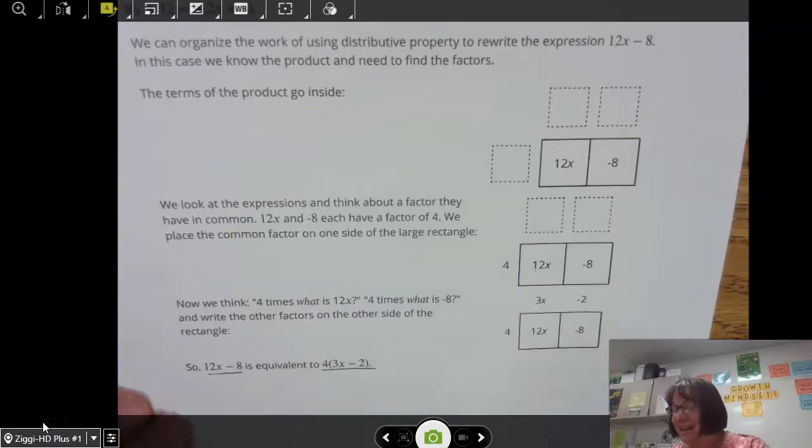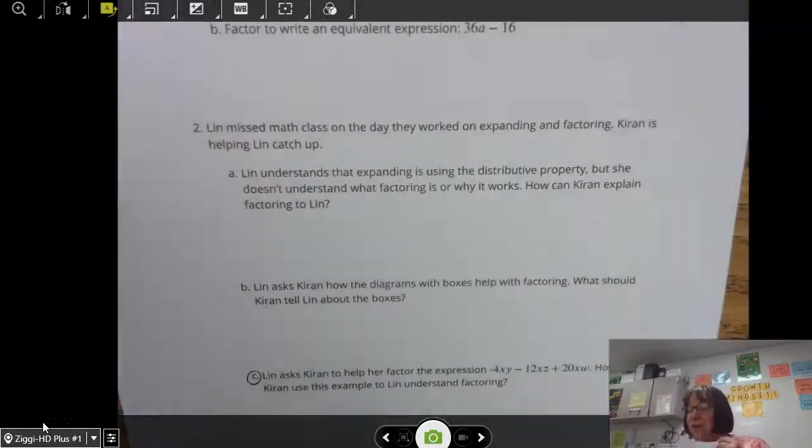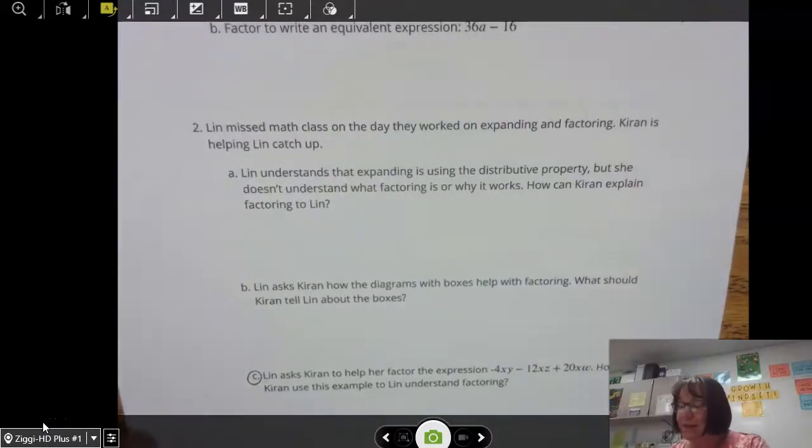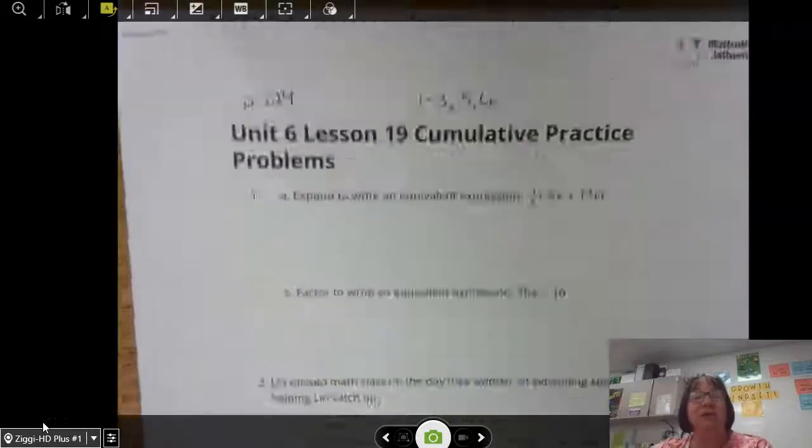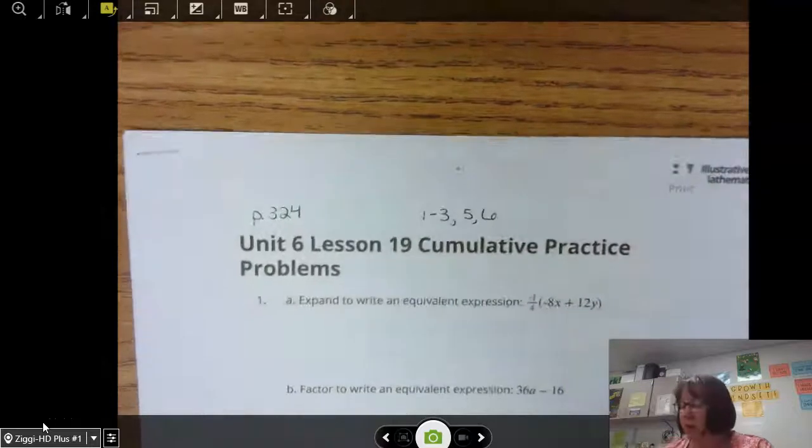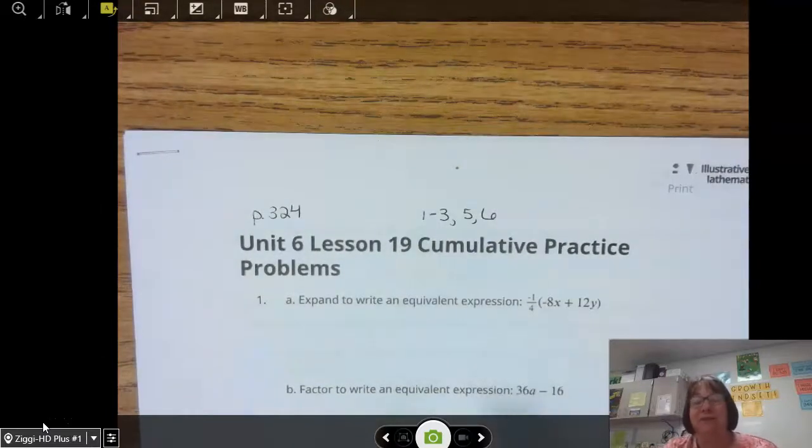All right, today guys, you are going to do the practice for lesson 19, starts on page 324, and we're going to do 1 through 3, 5, and 6.